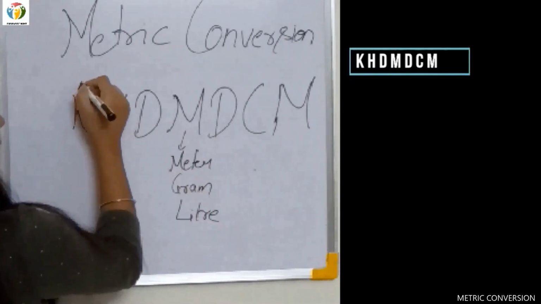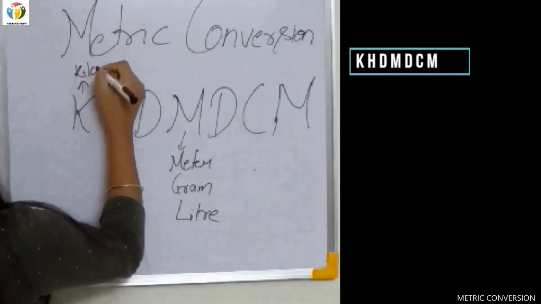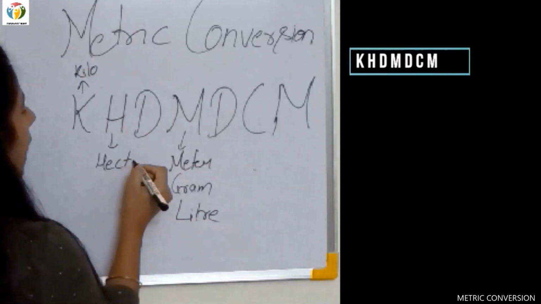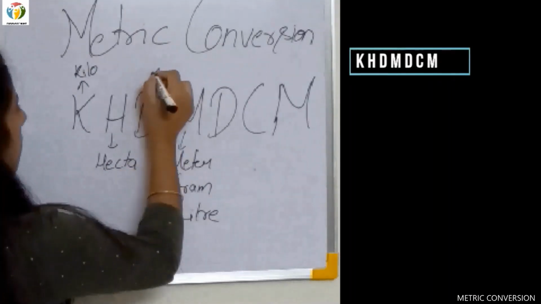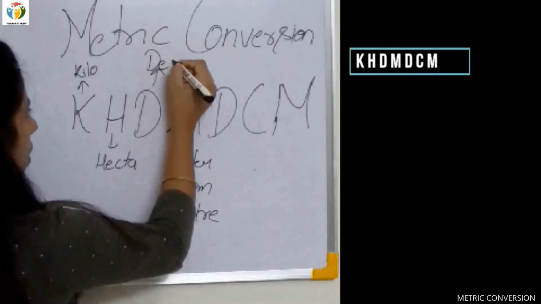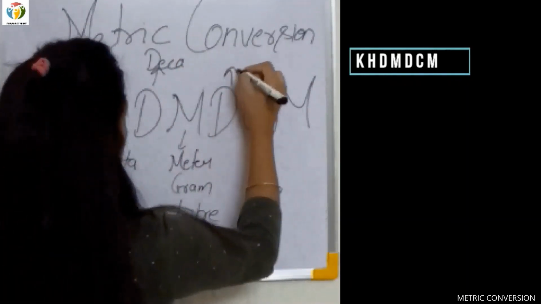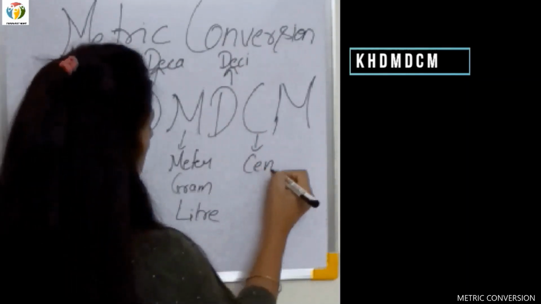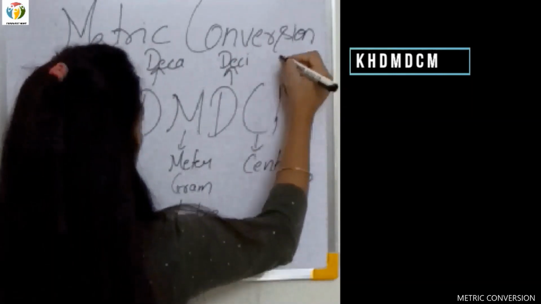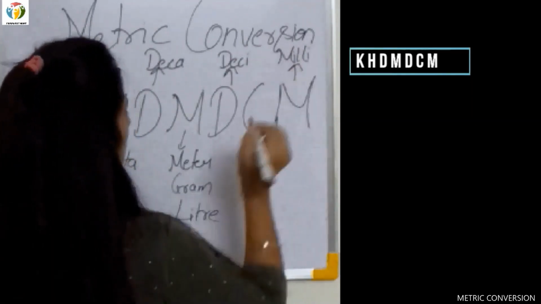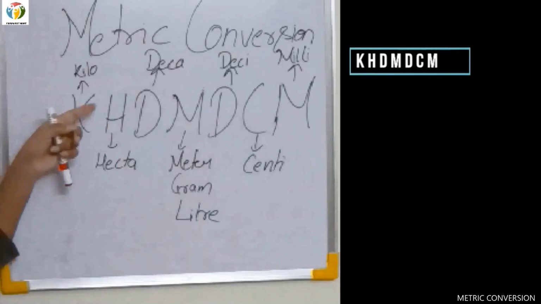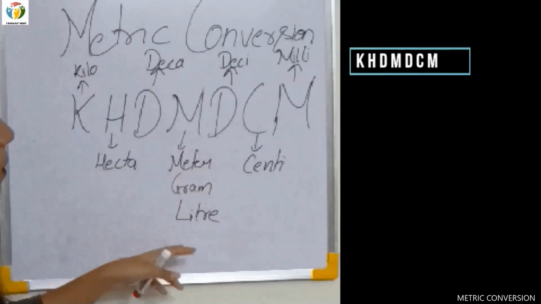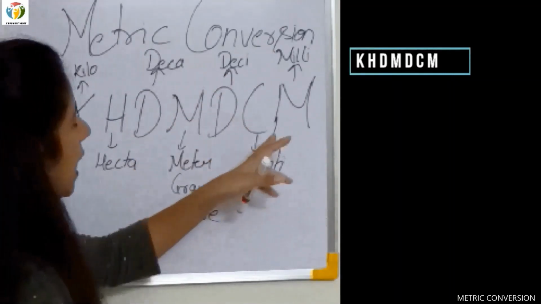This K stands for kilo. This H stands for hecto. This D stands for deca. This D stands for deci. This C stands for centi, and this M stands for milli. So K for kilo, H for hecto, D for deca, M for the base unit like meter, gram, liter, D for deci, C for centi, M for milli.